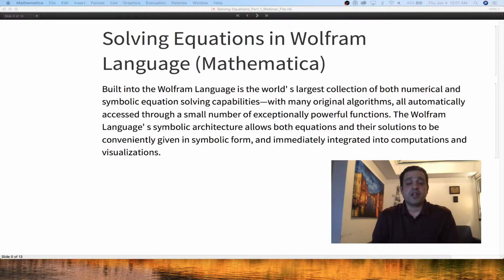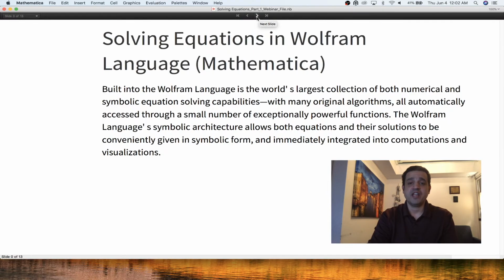As you know, Mathematica has a very vast breadth to cover, so I may not be able to compact all of those things within today's lecture. But today will be a first step in that direction. So without wasting any time, let's move forward and see equation solving in Wolfram Language in action.